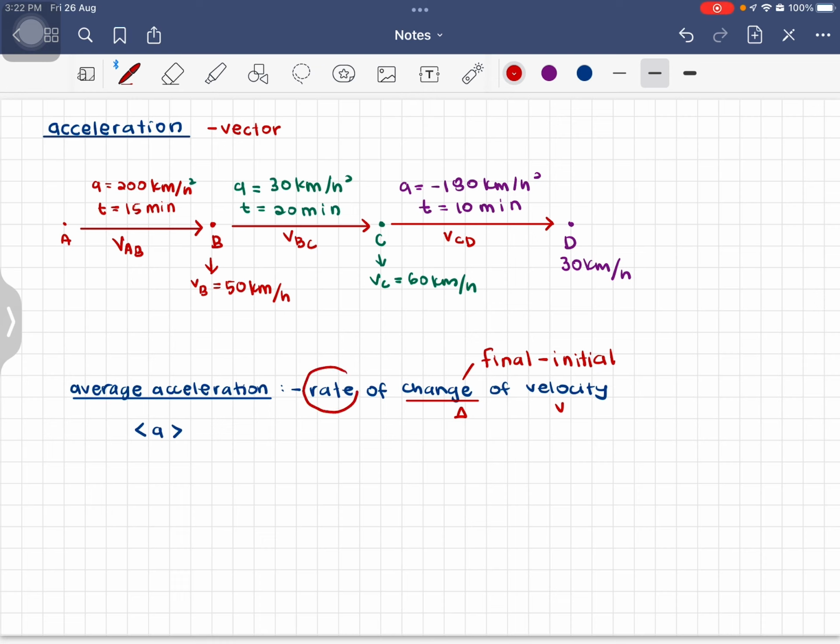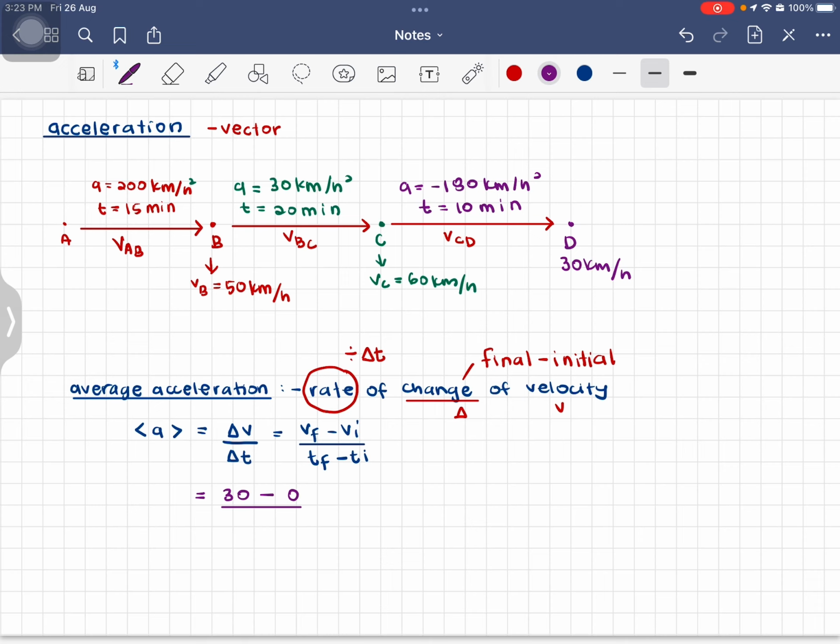And the rate part means you need to divide by delta T, which means you divide the change in velocity by the change in time. Or you will have V final minus V initial divided by T final minus T initial. Looking at the example above, your V final is 30 km per hour minus V initial of 0 km per hour.